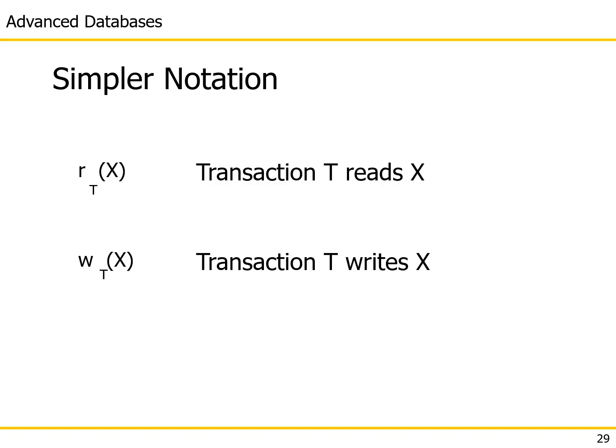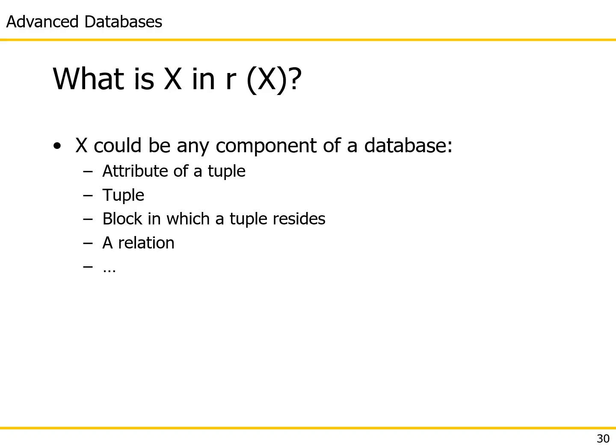R_T(X) means transaction T reads X. W_T(X) means transaction T is writing X. Now here, and this will be the surprising part to you, X varies from one database engine to another. So X could be an attribute of a tuple, like a specific record. It could be a tuple or a row. It could be a page that the tuple is in. It could be even a relation.